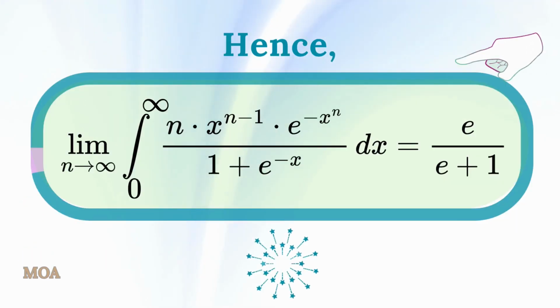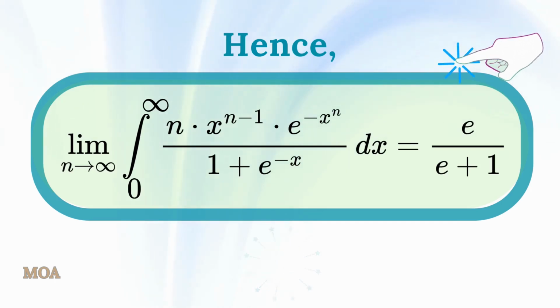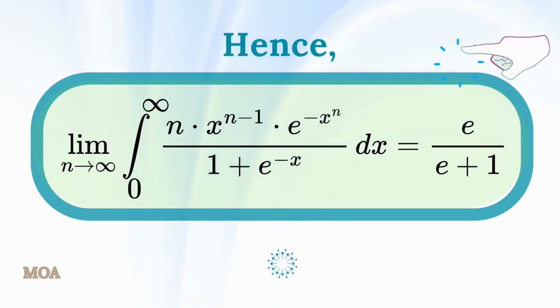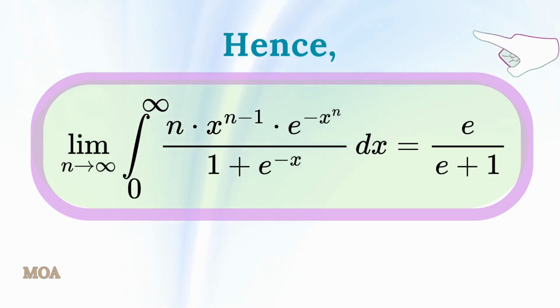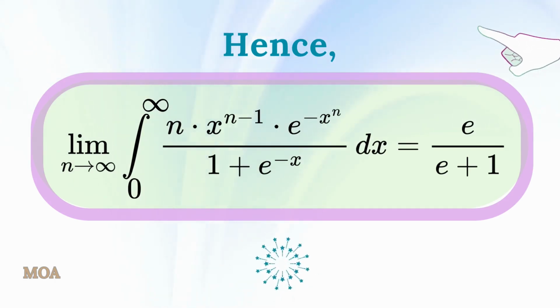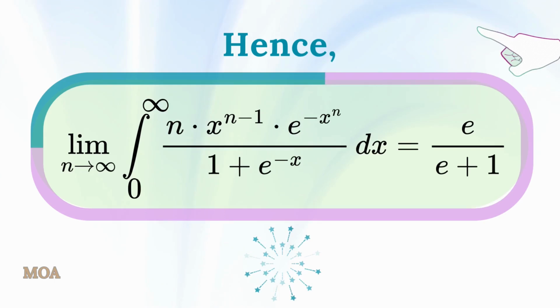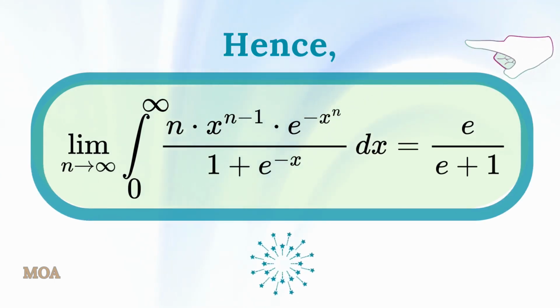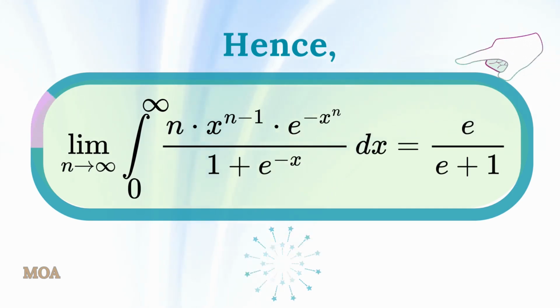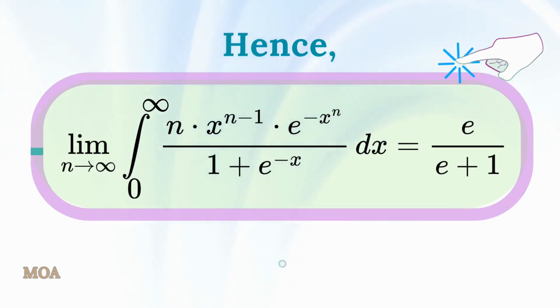adopted. Hence, the exact value of the limit as n approaches infinity of the integral from 0 to infinity of n times x to the n minus 1 times e to the negative x to the n over 1 plus e to the negative x with respect to x equals e over e plus 1.